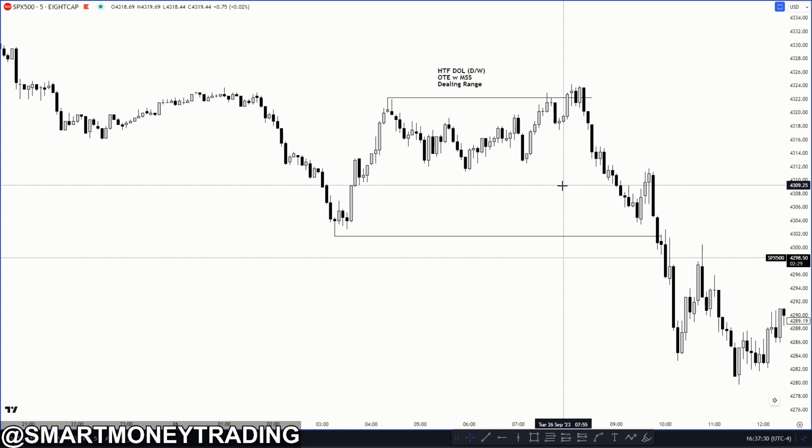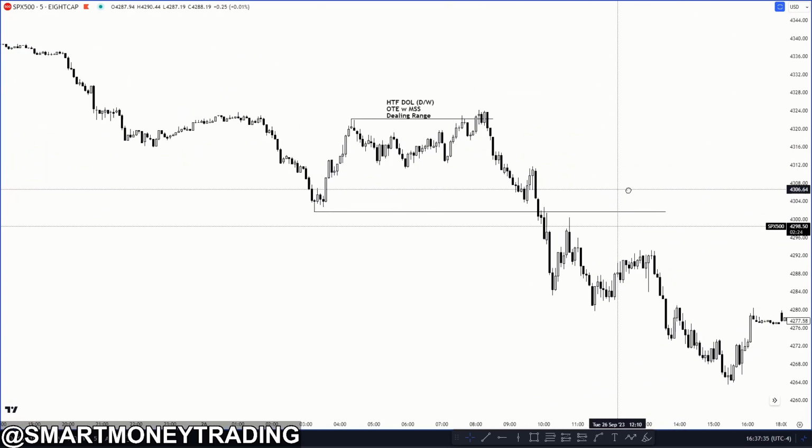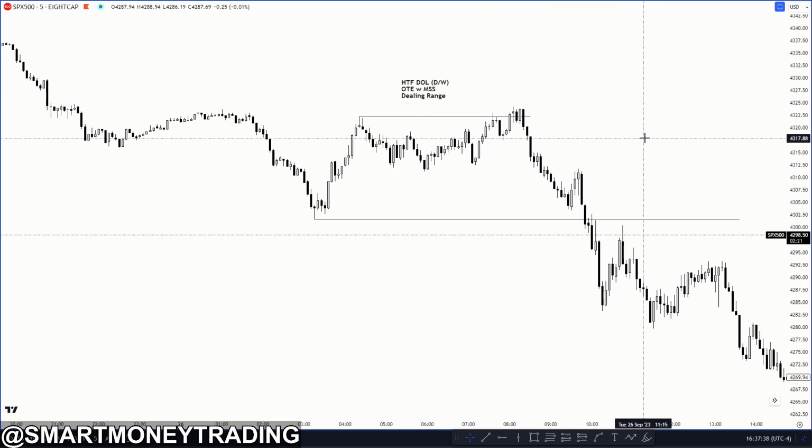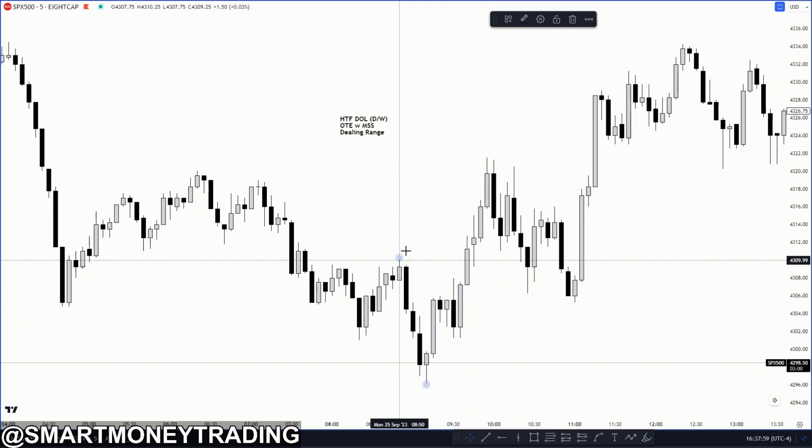So a market structure shift can either become a liquidity sweep, or it can become an old low that can be used to push price lower, or it can become a retracement after you have that market structure shift. Either one or two case scenarios. So right here, boom, boom, these were two ranges.